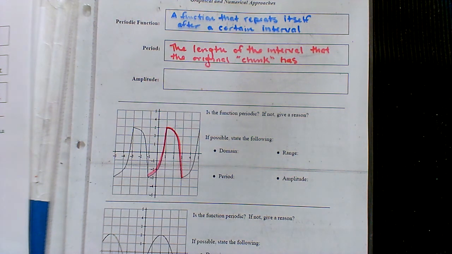Okay, the length of the interval that the original chunk has. Okay, how long that is. Amplitude, on the other hand, instead of looking at length, how long something is, we're looking at height. The height of the chunk.